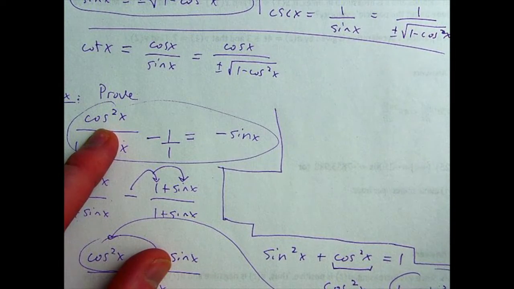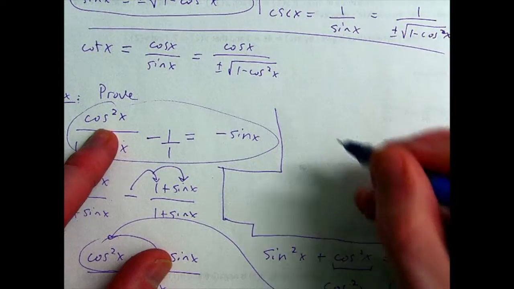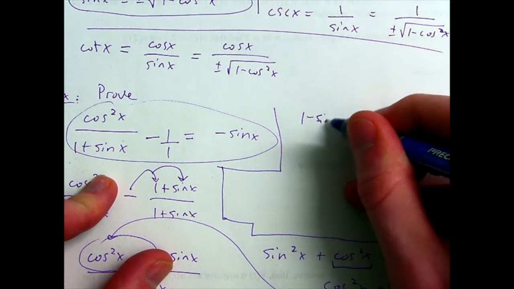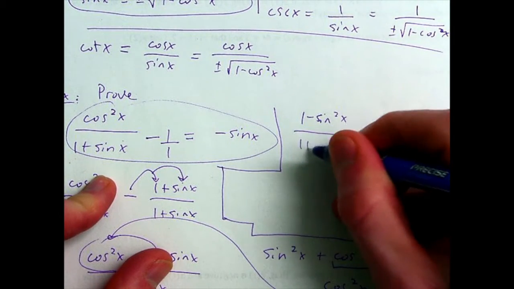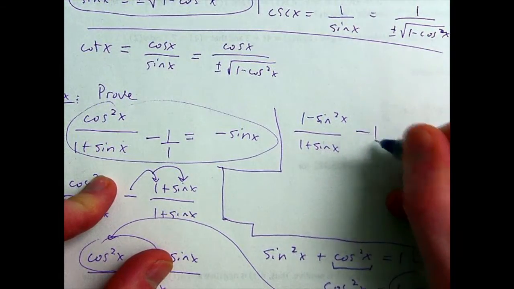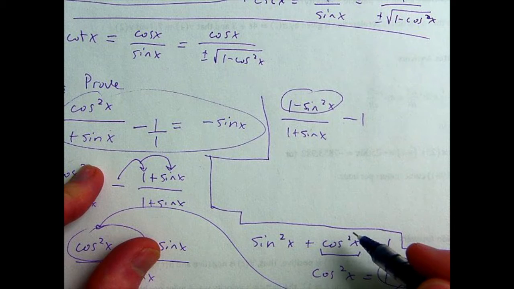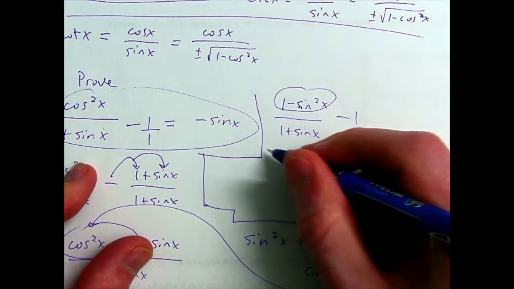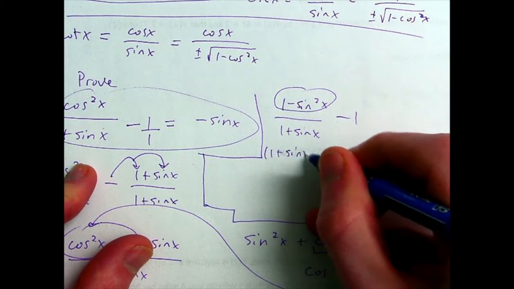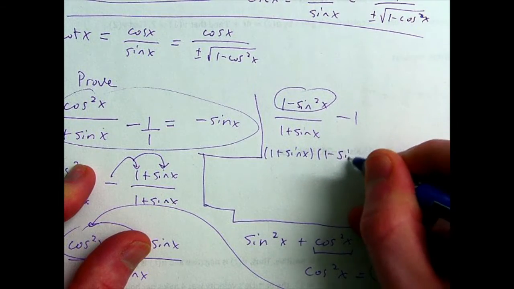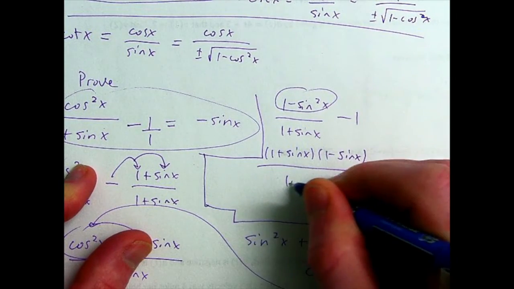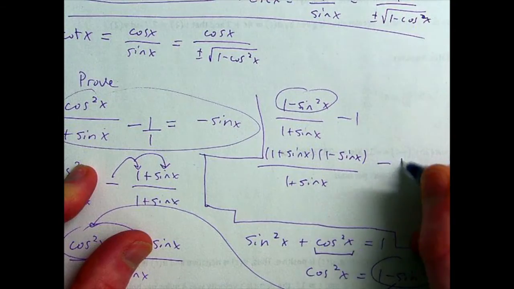You could replace cosine squared with 1 minus sine squared. So 1 minus sine squared x over 1 plus sine x minus 1. And then you could recognize that this is actually the difference of two squares, so it actually factors as 1 plus sine x times 1 minus sine x over 1 plus sine x, all minus 1.